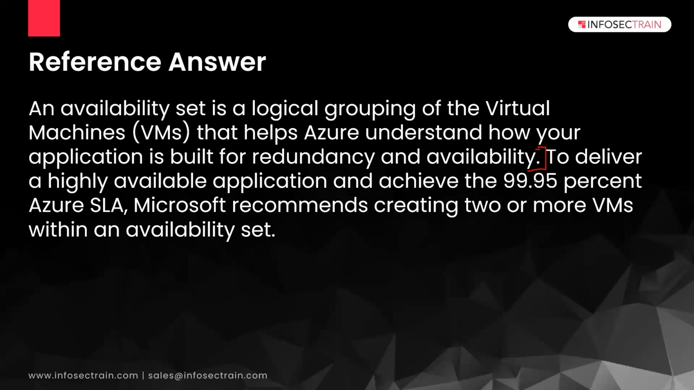And to deliver a highly available application and achieve 99.95% of Azure SLA, it can be improved. Microsoft recommends creating 2 or more VMs within an availability set. That is the Microsoft recommendation, right? And it can be improved further.